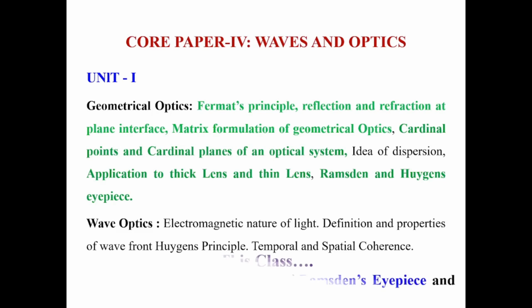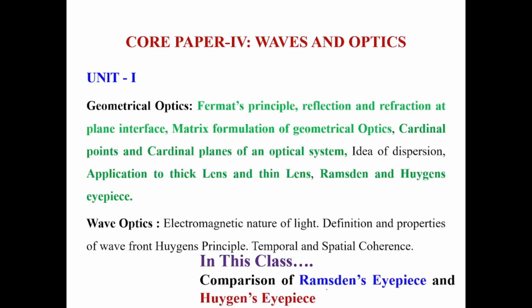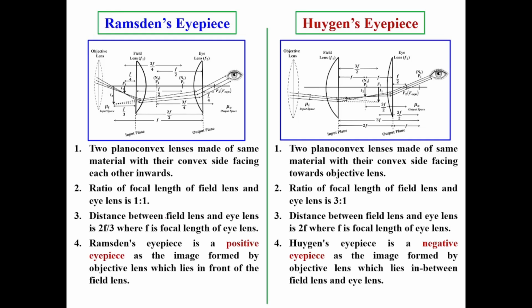In this class, we are going to discuss the comparison of Ramsden's eyepiece and Huygens eyepiece. Okay, so let us start here. This is the comparison. This is the construction of the Ramsden eyepiece. This is the construction of the Huygens eyepiece. Already we have discussed these in our previous classes.